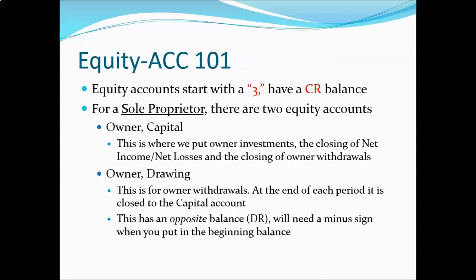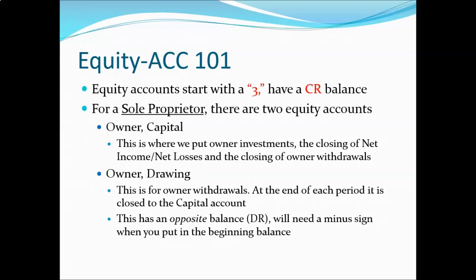All right, let's move on to the equity accounts. In Accounting 101, we learned that they start with a 3 and they have a credit balance. For a sole proprietor, we have 2 equity accounts, the owner's capital and the owner's drawing. Owner's capital is where we put the owner investments, and at the end of the month, we close out our net income into the capital account. We close any owner withdrawals into the capital account. It's our one true owner equity account for a sole proprietor.